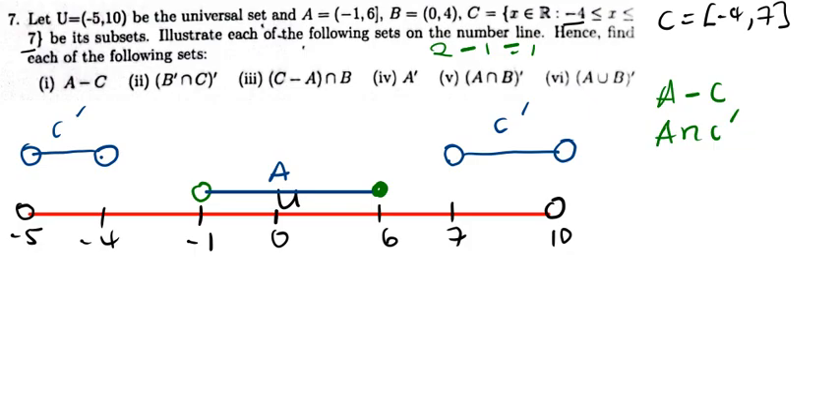So what is the answer? Empty set. So in this case, I will report that A minus C. You can mute your mic when you respond. Then you mute your mic.